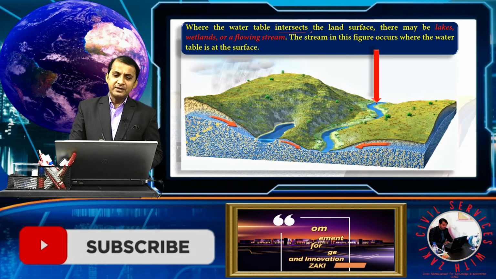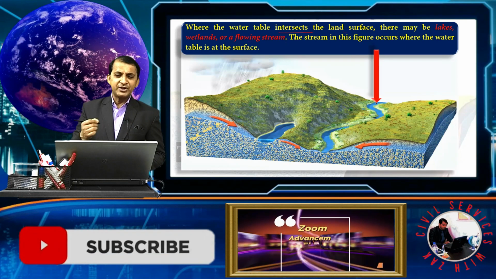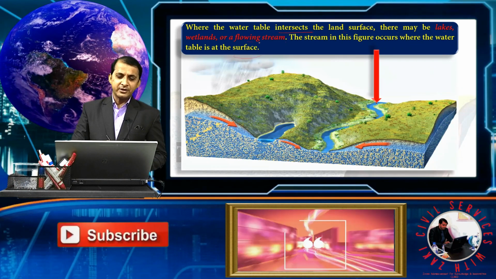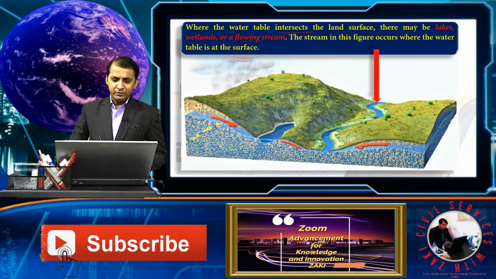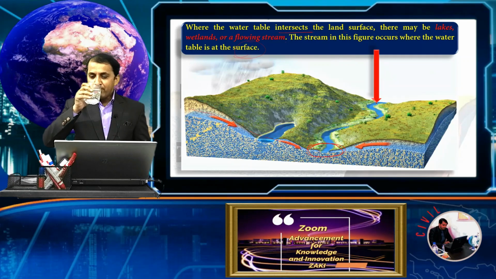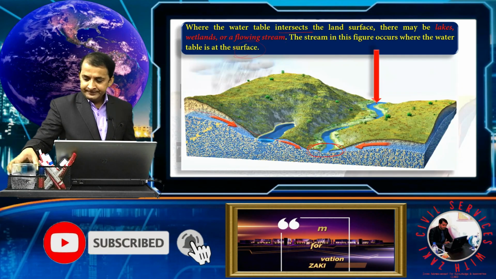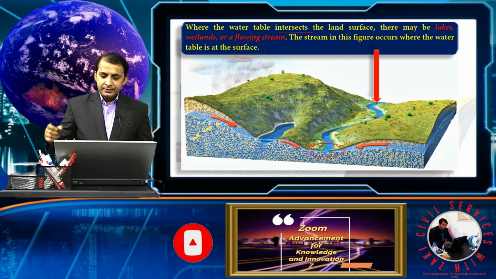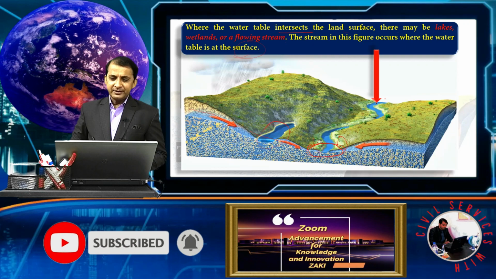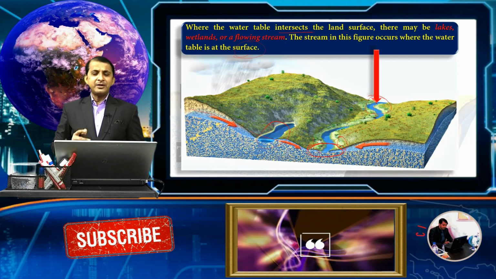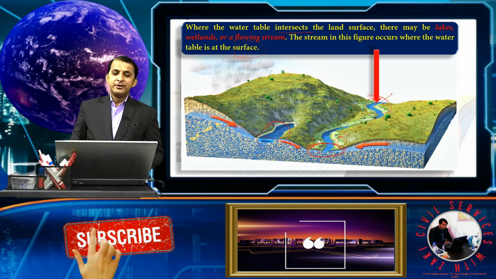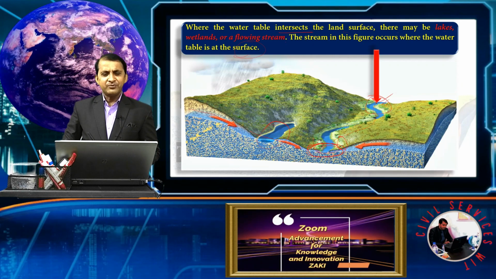Where the water table intercepts the land surface, there may be a lake, wetland, or flowing stream, and the stream in this figure occurs where the water table is at the surface. So the water table comes here and goes near the surface. Near the surface you can find some type of marshland, some type of lake, even a river or stream. It is not necessarily found everywhere, but commonly. Here the flow is very slow.